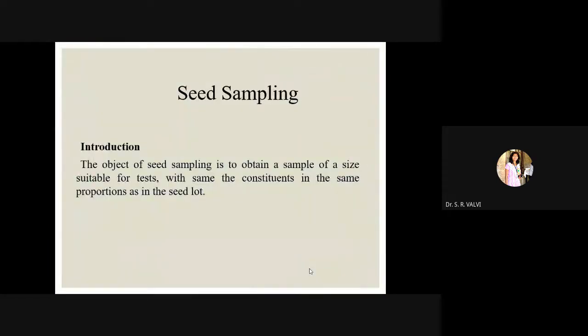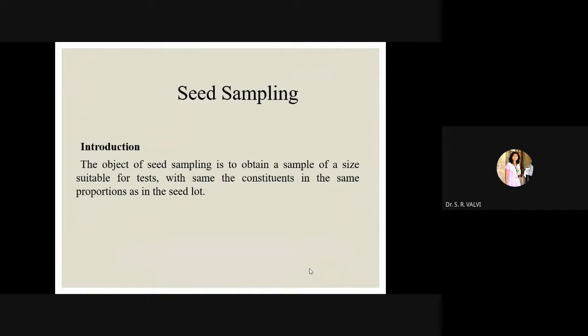So what is seed sampling? Suppose you have a very large quantity of seed and you have to take a particular, little amount of seed from that large quantity. The seed which is taken from the large quantity is known as a sample. A small quantity taken out from a large quantity is known as a sample. The sampling or testing done for that little amount of seed is known as seed sampling. So this is seed sampling.